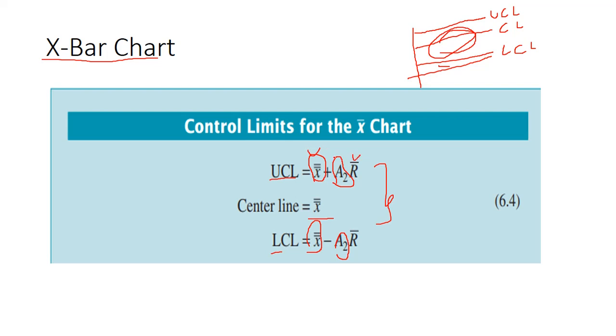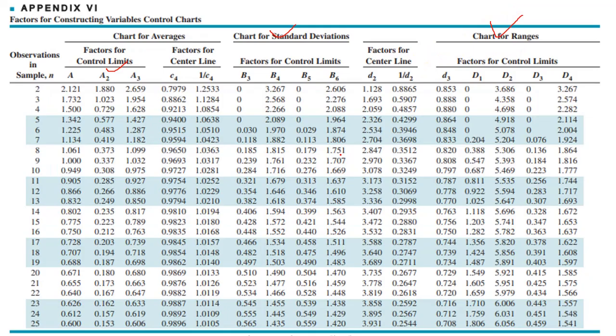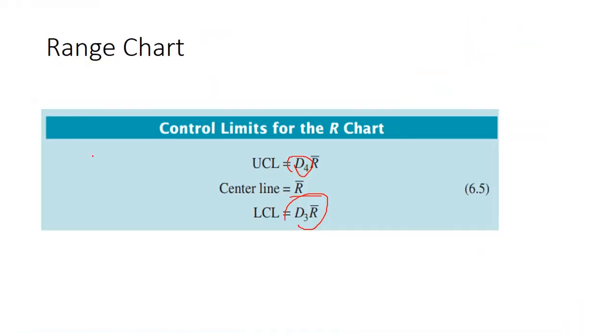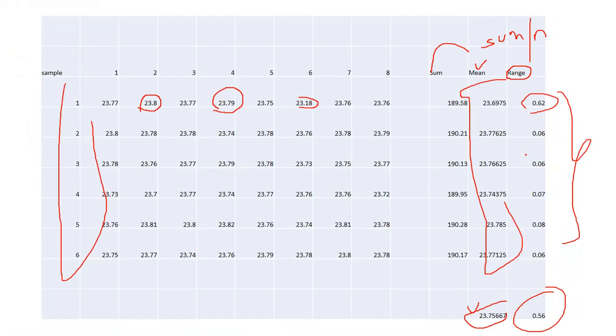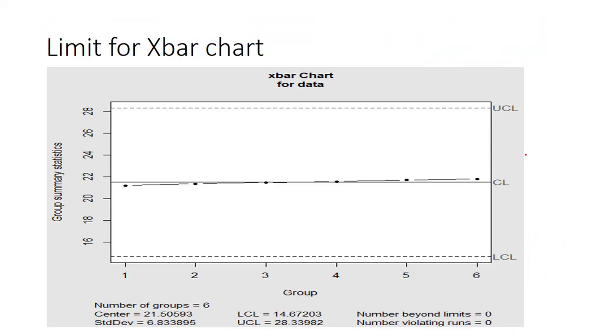Now A2 is there. For A2, check the A2 column: our sample size is 8, so this is our A2 value. Then for ranges we have D4 and D3. For 8, these are our D3 and D4 values. Now we go to the calculations. When you calculate, this is the graphical representation of the X bar chart.